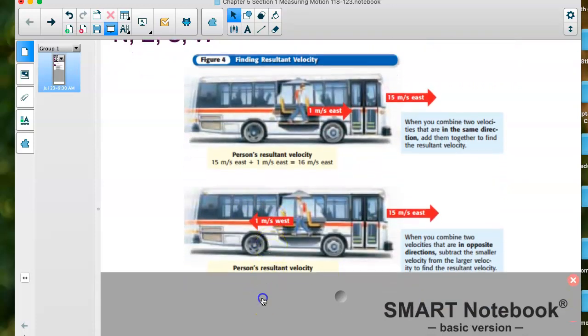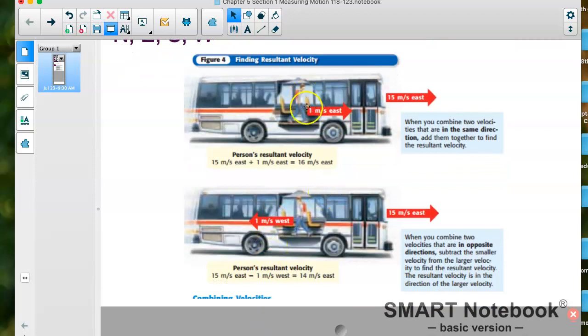So this was a great picture that your book showed you, and it's kind of important to note what's going on in this picture. So you can see there's a boy with a backpack on, and he's moving 1 meter per second east towards the front of the bus. The bus itself is moving 15 meters per second east as well. So when you combine those two velocities, right, they're heading in the same direction, east, the boy and the bus are, and you can figure out what we call the resultant velocity. So we take 15 plus 1, because the boy was moving 1, bus is moving 15, and we get 16 meters per second east.